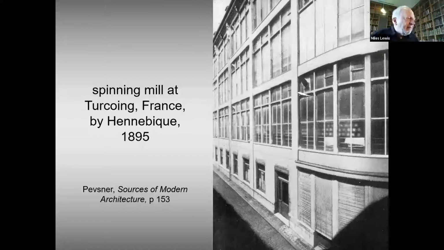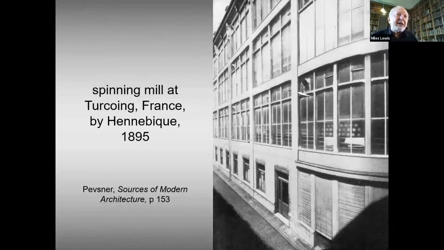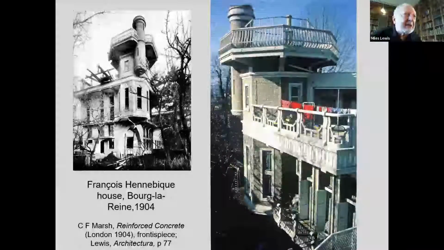Many buildings made of concrete are quite functional and therefore look quite modern. This is Hennebique still, a spinning mill at Tourcoing. Just really all concrete but for the glass. And I'll come back to buildings that look like this in a moment. But Hennebique's own house is designed to show off his system. So it has these elaborate cantilevers, spiral staircases and so on, a sort of fantasy castle. And there you see it in practice.